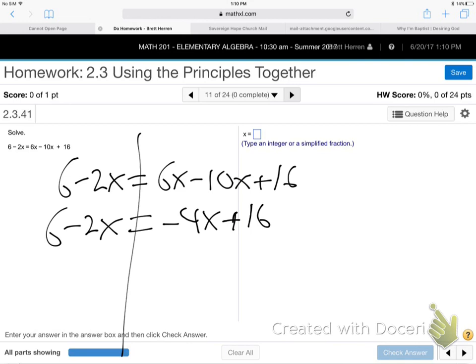Good? Good so far? Now you have x's on opposite sides. So just get rid of somebody. Do the opposite of one of them. It really doesn't matter which one. Whatever you do, do it to both sides to get rid of one of those x's.